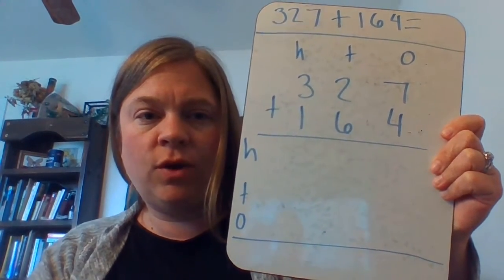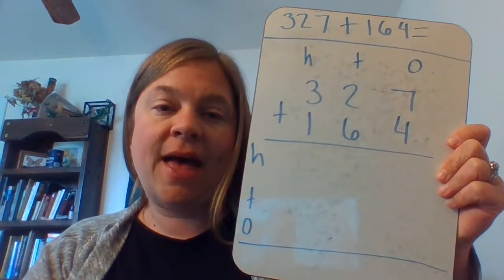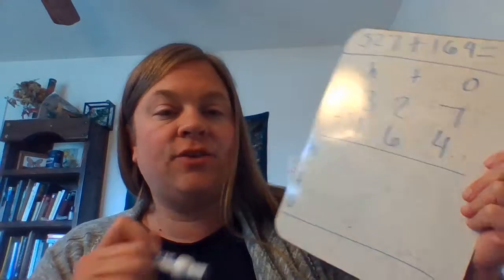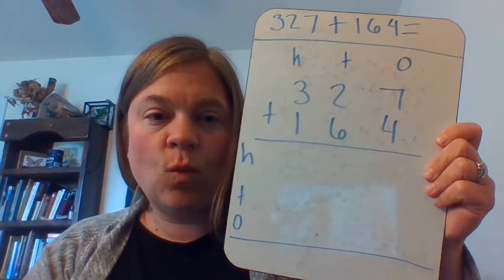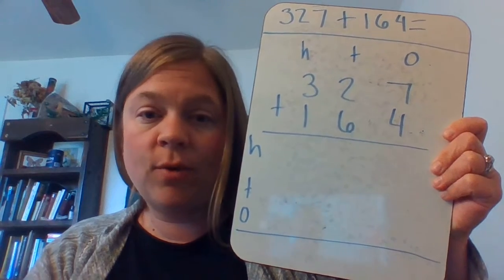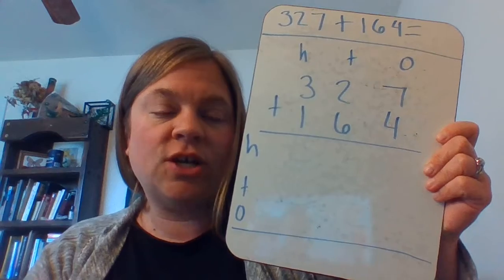All right, Pirates, so you should have just watched the visual learning from Envision on adding 3 digits with partial sums. So here I have the math problem 327 plus 164. If you want to get out a piece of paper or a whiteboard or something and do this one along with me, that would be awesome. Or you can just watch.